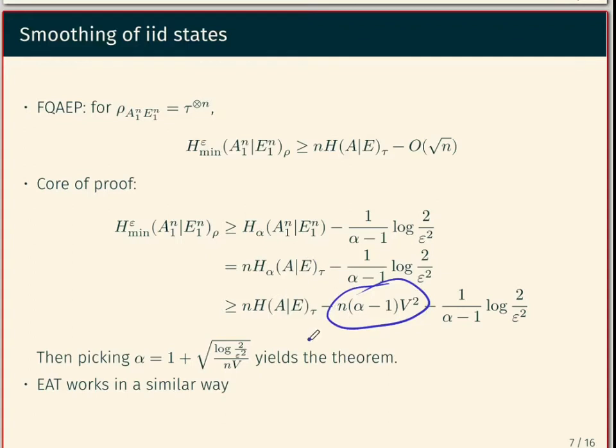And then to get the result, we have to choose an alpha that works. It turns out that choosing an alpha that's just a little bit above 1, so 1 plus something that scales as order of square root of 1 over n, yields the theorem. For those who are interested in device-independent QKD proofs or device-independent protocols in general, the entropy accumulation theorem works basically in a similar way. It has the same core of the proof here, except it's a bit more complicated.